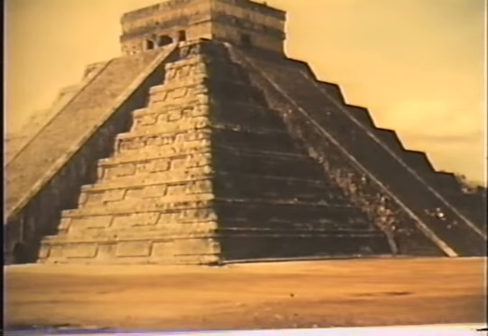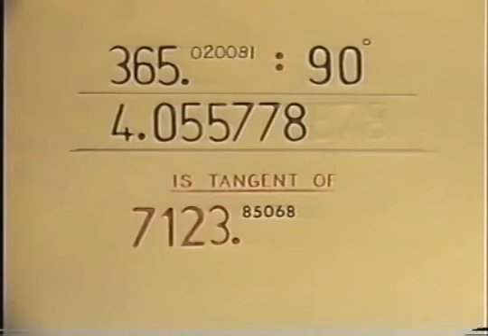Kukulkan does this for us, in part. 90-degree right angles everywhere. And it's 365 which we now know to represent the figure 365.020081. The derivative here is 4.055778, a figure which any better modern calculator can show as being the tangent of 7,123.85068.